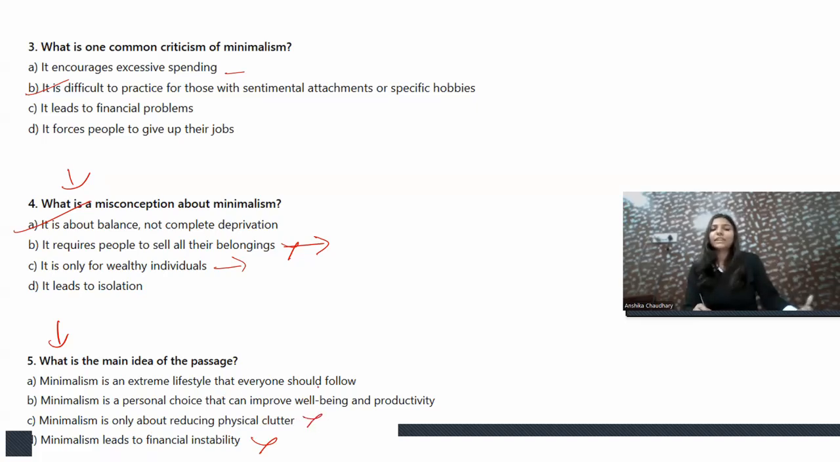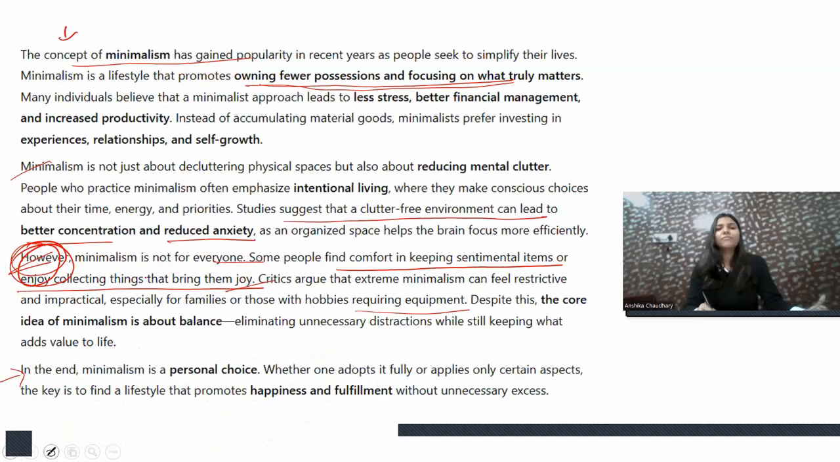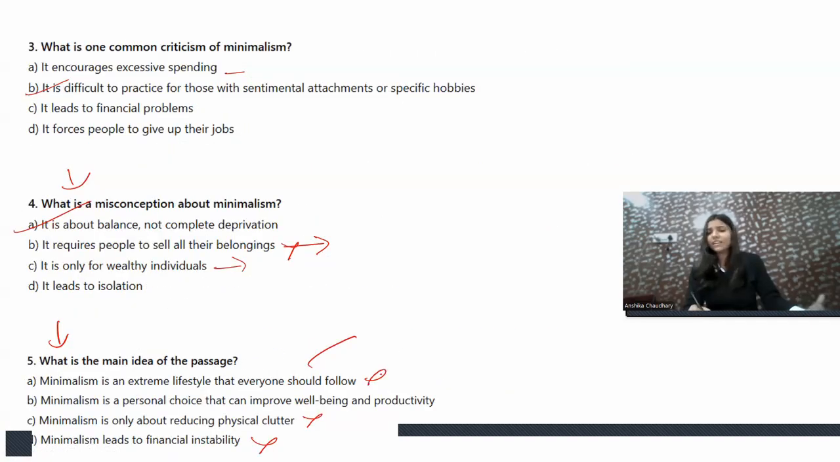Minimalism is an extreme lifestyle that everyone should follow? No, no, no, it is up to us how we are taking it, and it's our personal decision whether we adhere to it or not. And in our paragraph it is even mentioned that minimalism is not for everyone. Clearly it is mentioned, not for everyone, right? So it is again eliminated. And option B, minimalism is a personal choice that can improve well-being and productivity, right? So that is how we have solved this mid-level paragraph as well.